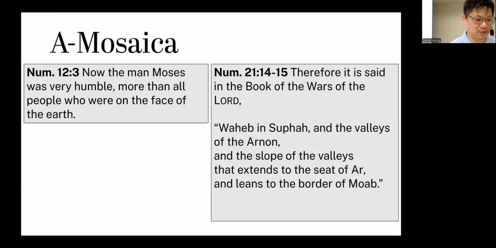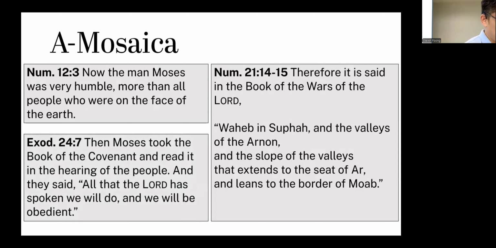Okay, here's another one. Exodus 24, verse 7. Then Moses took the book of the covenant and read it in the hearing of the people. And they said, all that the Lord has spoken, we will do, and we will be obedient. Now, if I were to ask people what is the book of the covenant, without the context, many would probably say the book of Deuteronomy. Well, it could not have been Deuteronomy, because Deuteronomy is when Moses was about to die. This is Exodus 24. So there is a book of the covenant that Moses was reading in the hearing of the people in Exodus 24, verse 7.